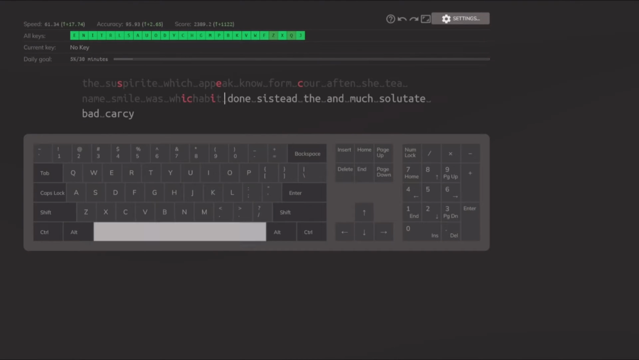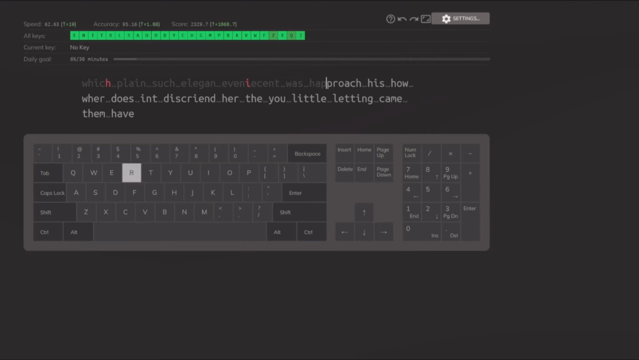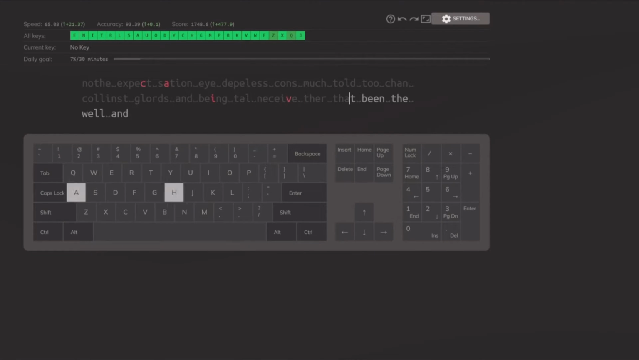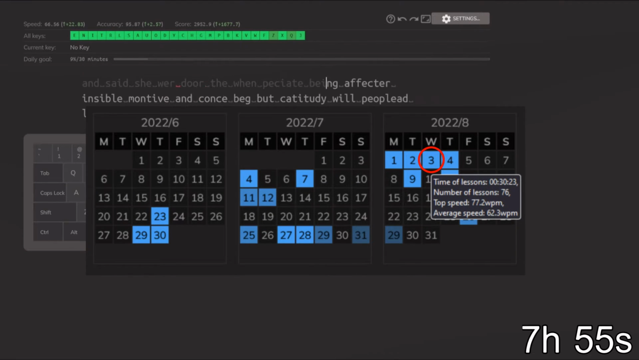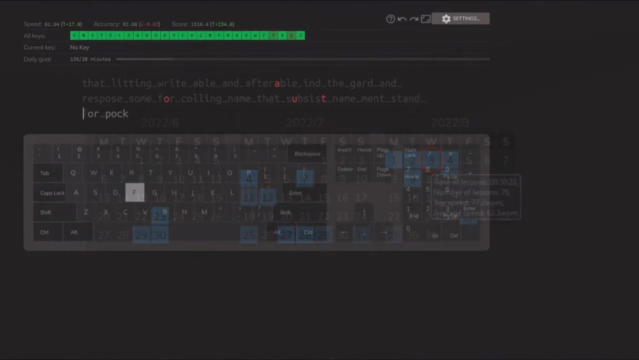It wasn't until I unlocked all the letters that my speed began to improve. I had gotten used to touch typing. Now it's just a matter of practice. And after 14 days, with a total of 7 hours and 55 seconds, I hit my goal of 60 words per minute. Also, it's important to note, it took me longer because I was going for an average over a session and not an individual top speed. Otherwise, I would have finished in half the time.